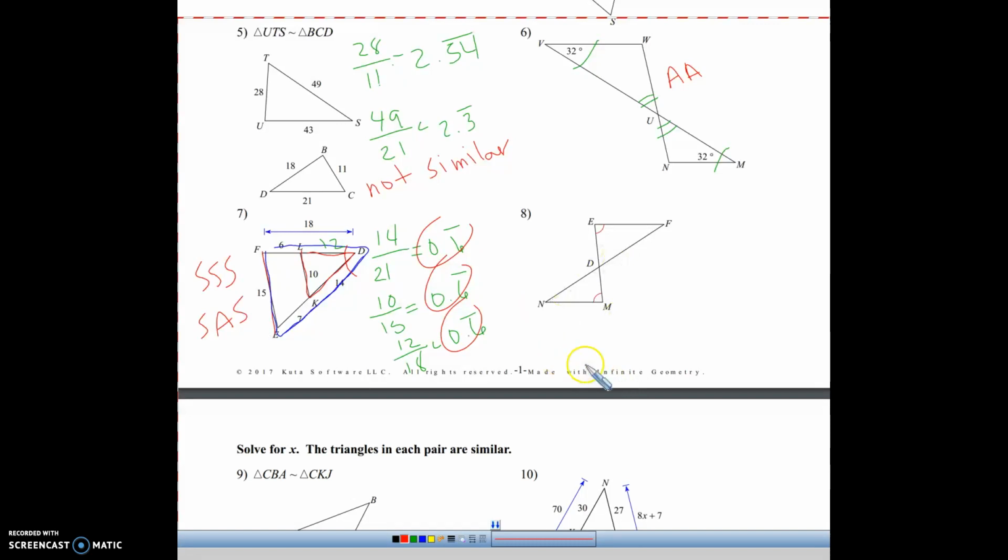Number 8. No sides are given at all, so we can go ahead and eliminate side, side, side, or side, angle, side. Throw them out. They gave me that angle E and angle M are congruent, and I also have a set of vertical angles here. Therefore, I have 2 sets of corresponding congruent angles. So these are similar by angle, angle.